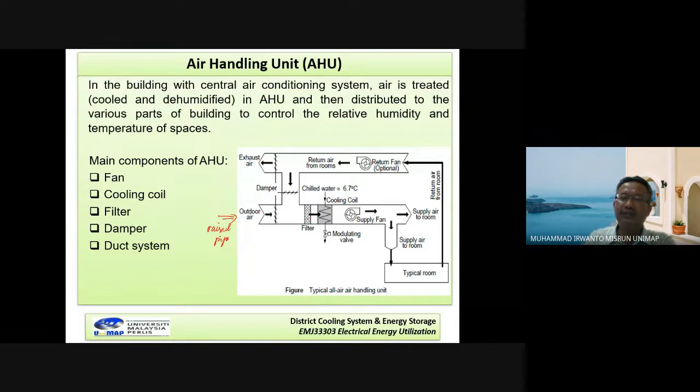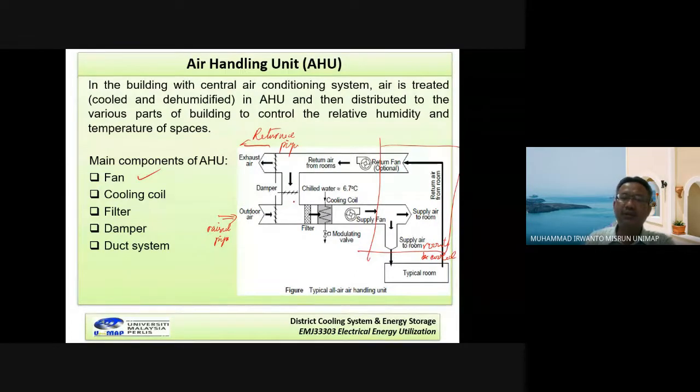And then filter, and this one is cooling coil, blower. This part is room, to be cooled. After finishing cooling here, the air will be blown through here to the return. So we can see the air handling unit consists of the fan here, cooling coil here, filter here, and damper here.